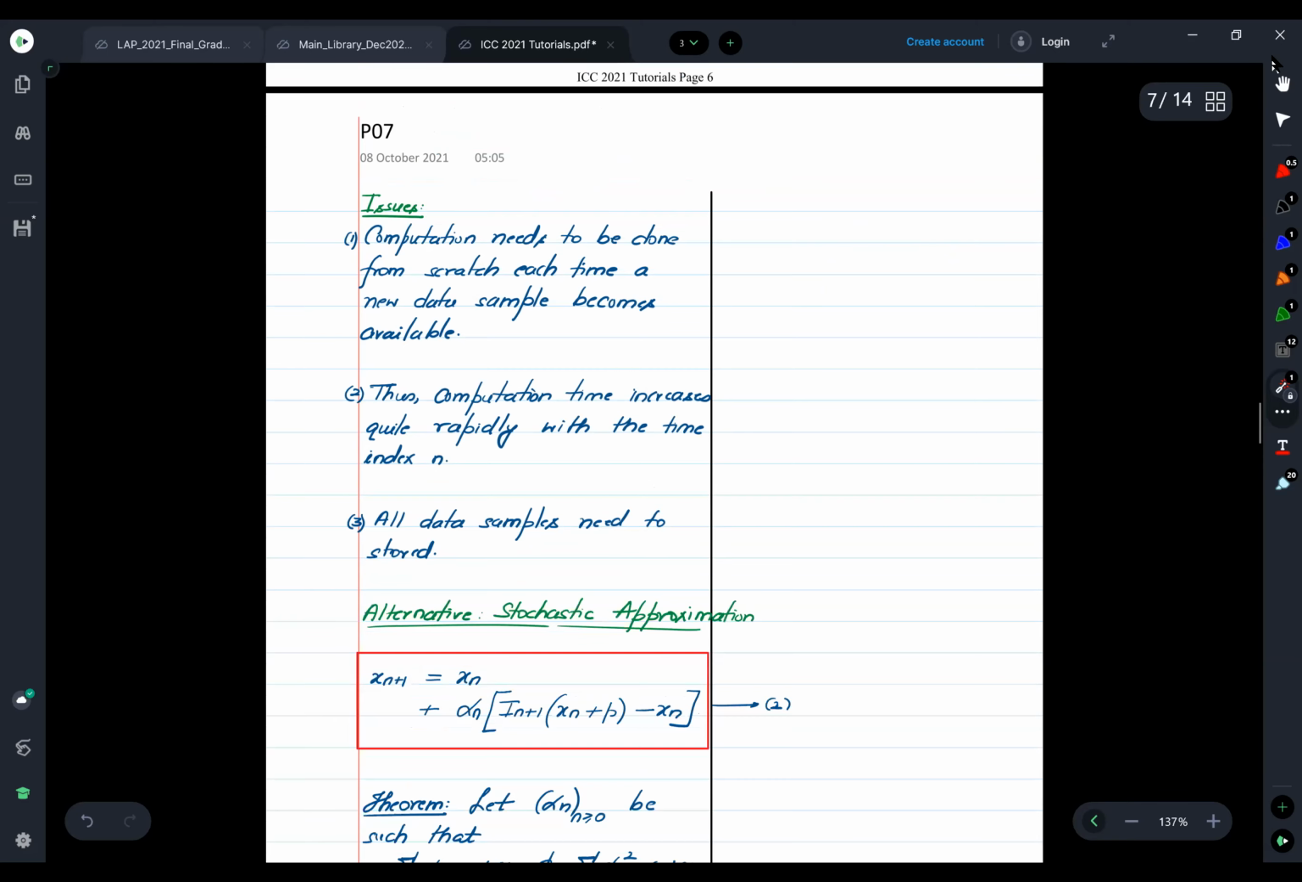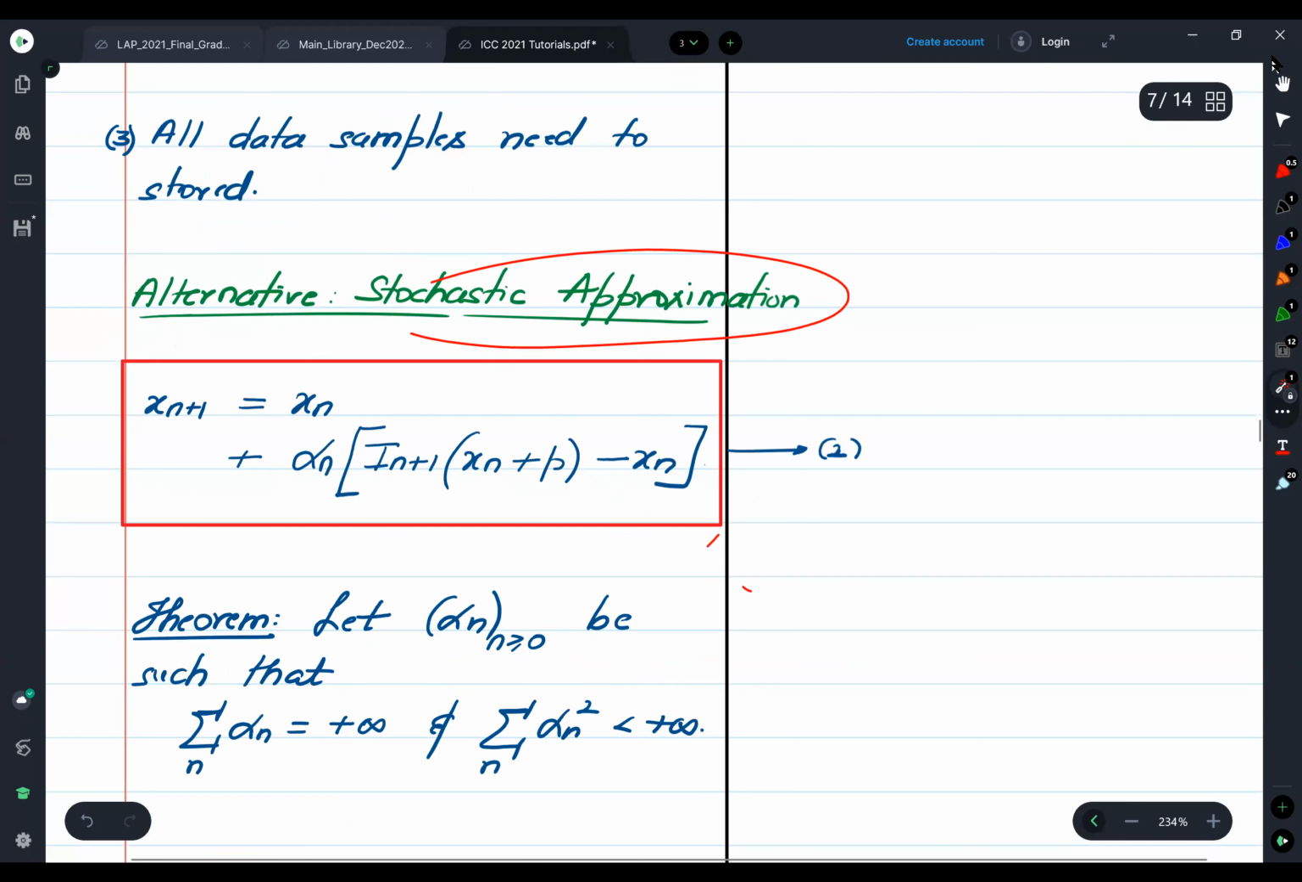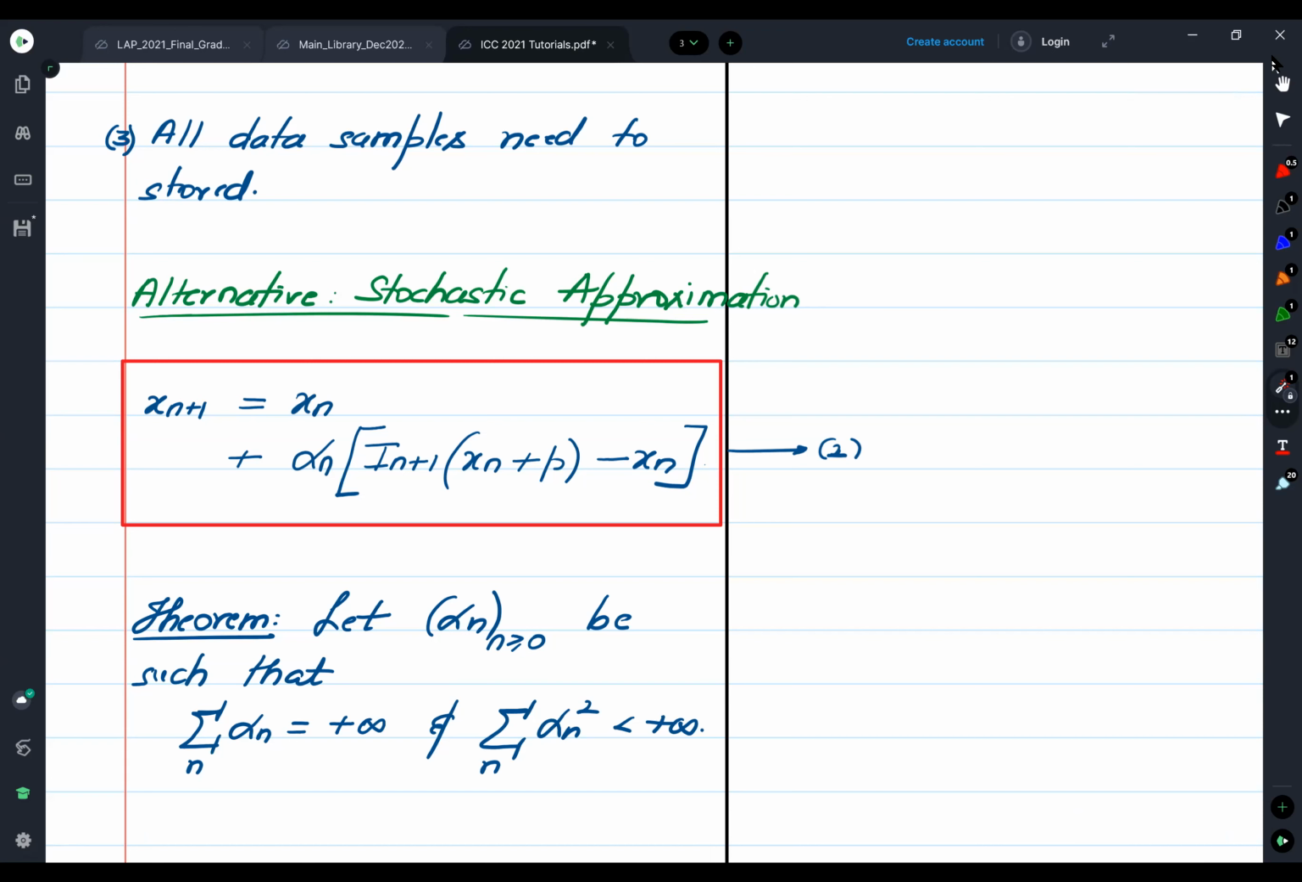So in our paper, we proposed an alternative algorithm that makes use of stochastic approximation, and that is given in equation 2 over here. In equation 2 you have x_(n+1) is x_n plus alpha_n times (i_(n+1) x_n plus p minus x_n). This is the update rule, and we are claiming that if you run this update rule, you would be able to get better and better estimates of this quantity delta that we are interested in estimating.